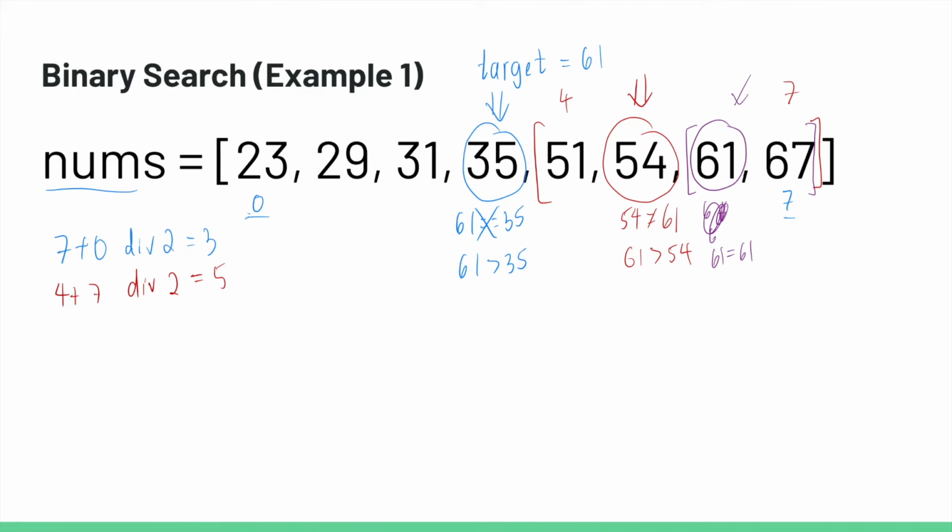And then we moved to the next portion of the array, the purple portion, at index 6 and index 7. Then we do 6 plus 7, div 2, which is 13 div 2, which is going to equal 6. So that means we would go to this element right here.